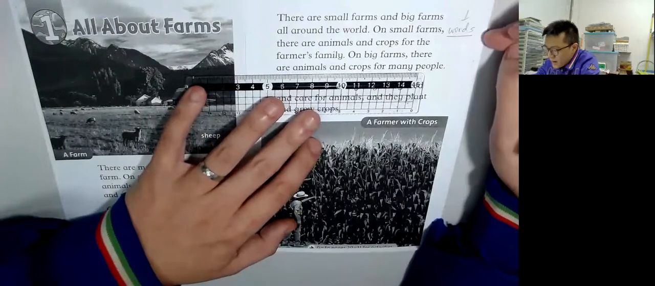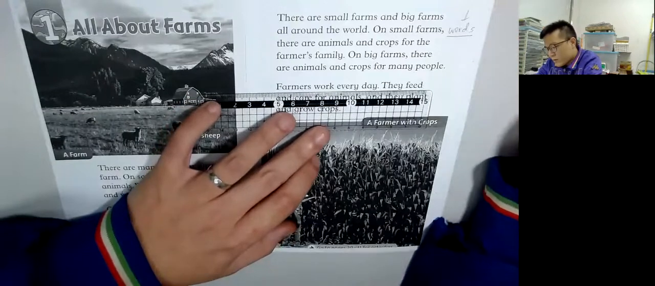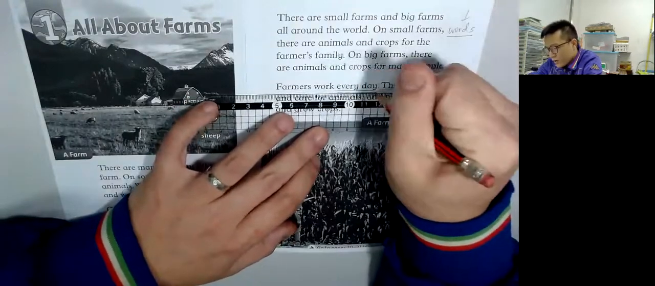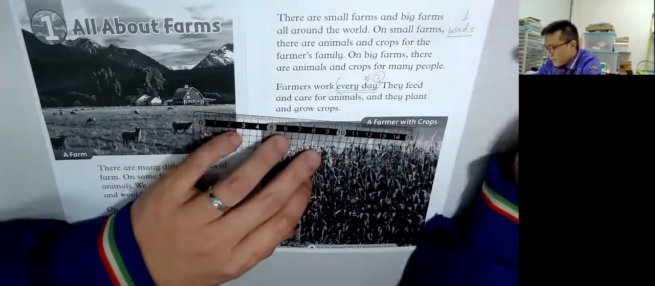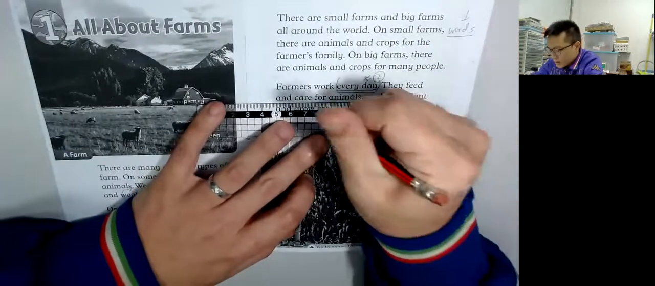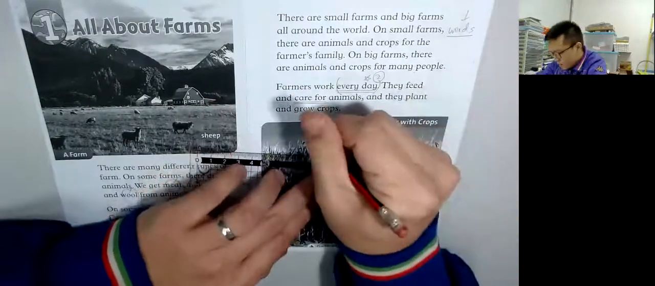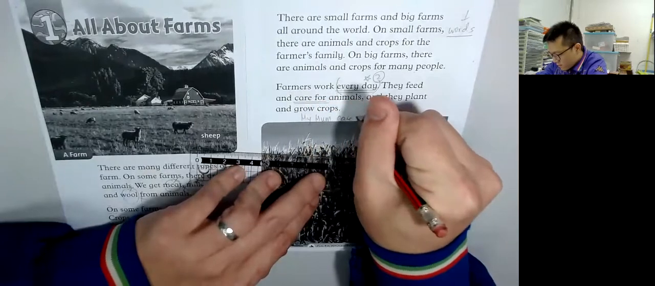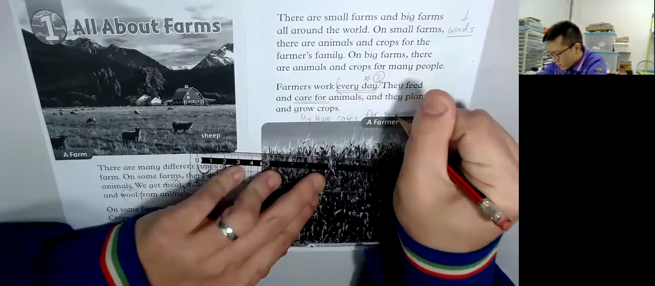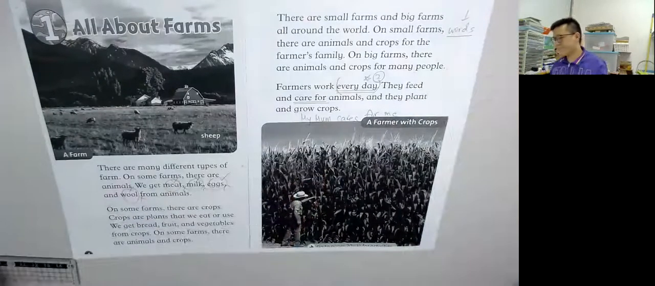On big farms, there are animals and crops for many people. And farmers work every day. Every day, 句尾一定分開。Every day job, 兩句尾。They feed and care for animals. Care 要跟 for. So my mom cares for me. 這個要抄低表。And they plant and grow crops.